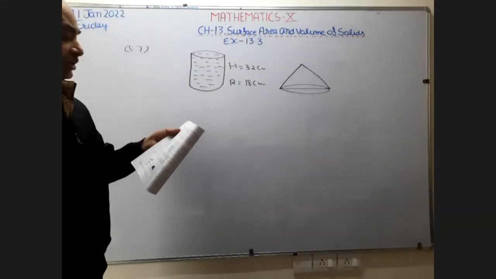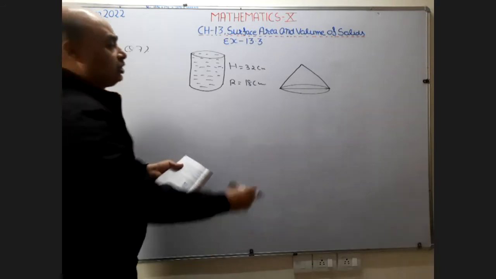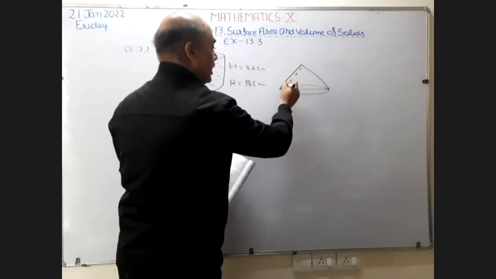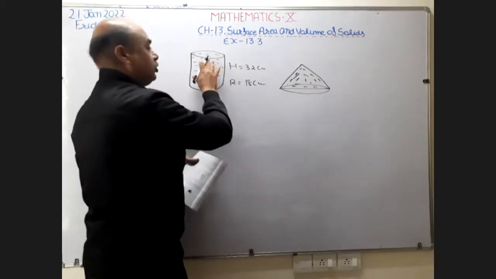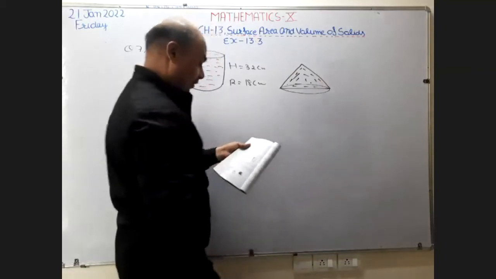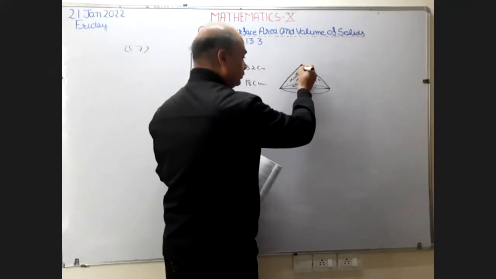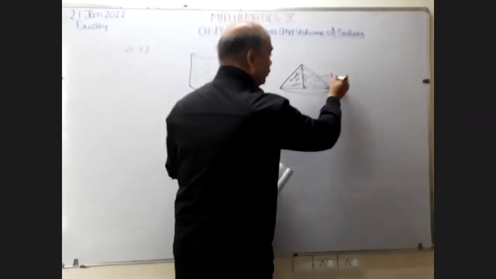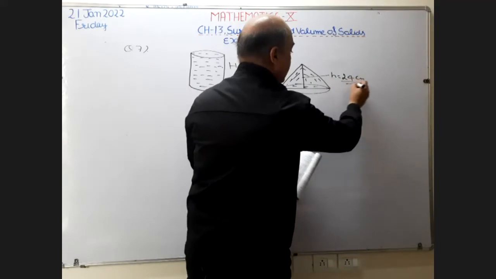This bucket is emptied on the ground and a conical heap of sand is formed. So this is the conical heap of the sand. Now the sand is going to take another shape. Now this sand takes the shape of a cone. So this is the conical heap of the sand. And the height of this conical heap is given. So the height of this conical heap is given as 24 centimeter. So right here, 24 centimeter.